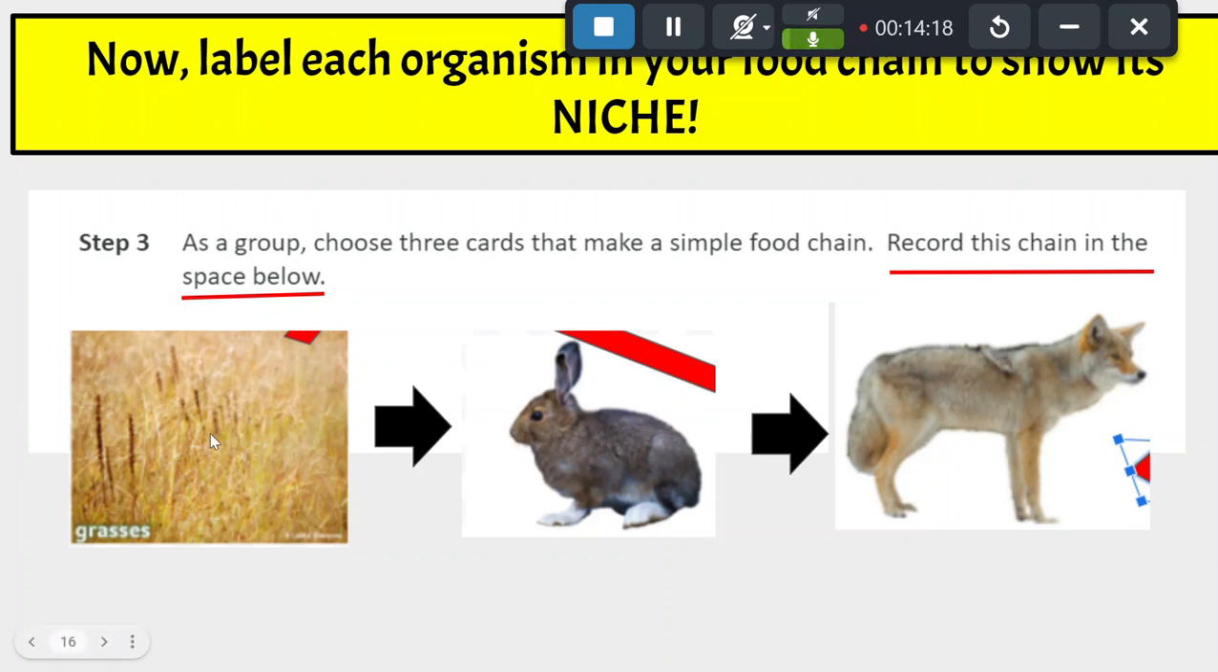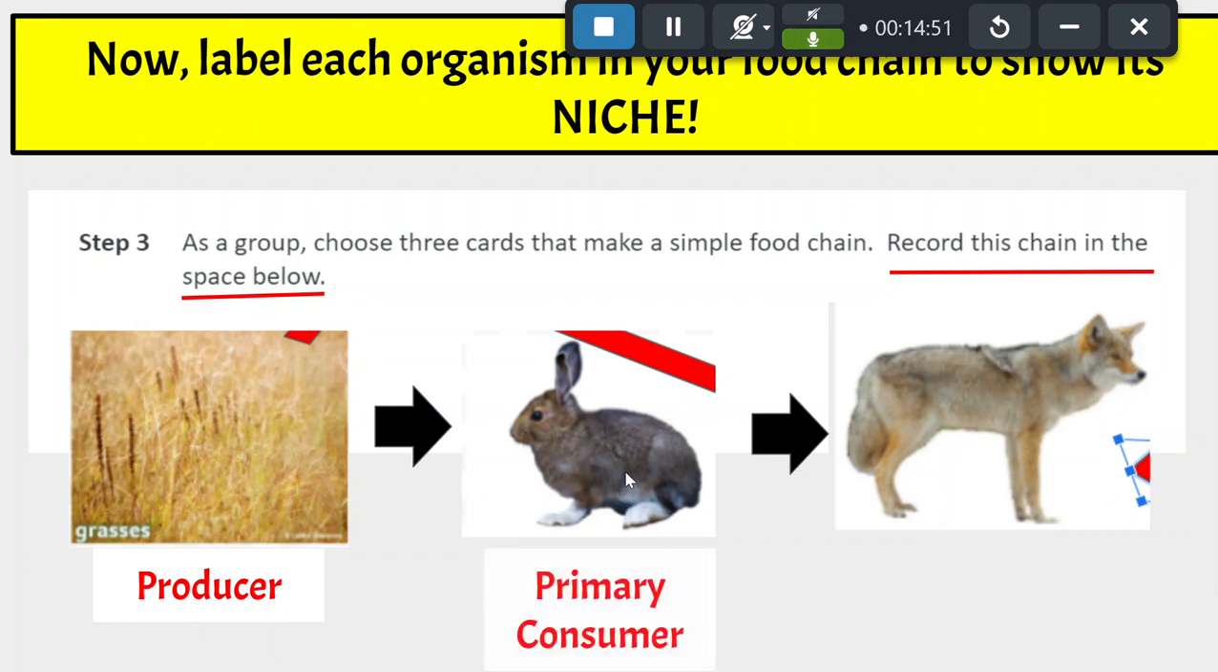So grasses are eaten by rabbits. So we know grass energy goes to the rabbit, and then the rabbit is eaten by the coyote or the wolf, and that's the direction of the energy. So you can see direction of energy on that arrow. After we talked about many different options for food chains with only 3 links, we decided we were going to label the niche or the role of each one of the organisms that you wrote on step 3. So in this case, the grasses, they were producers. That hare was a primary consumer, and then we had a secondary consumer eating the primary consumer.